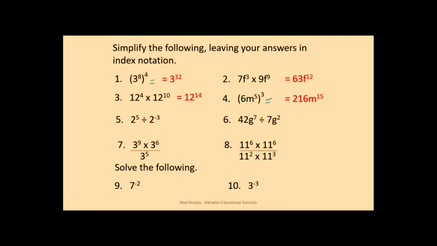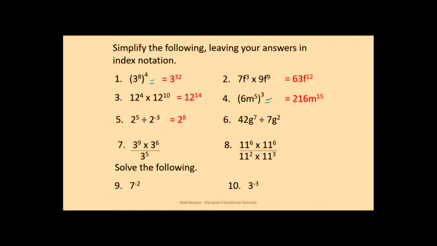Number 5 then, if we have indices that are divided and the base numbers are the same, we can subtract the powers. So that will become 2 to the power of 5 divided by 2 to the power of minus 3, which is 2 to the power of 5 minus minus 3, which is plus 3. So that is 2 to the power of 8.